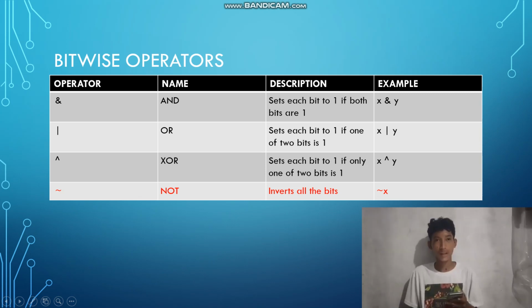Next is the NOT bitwise operator. It flips the bits, changing 1s to 0s and 0s to 1s. The result is the 2's complement of the given integer.